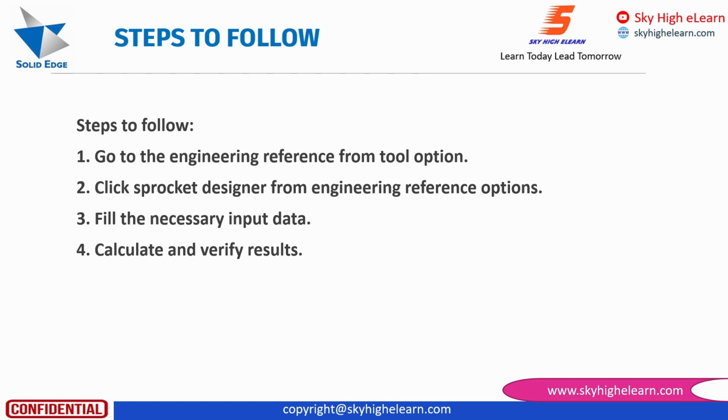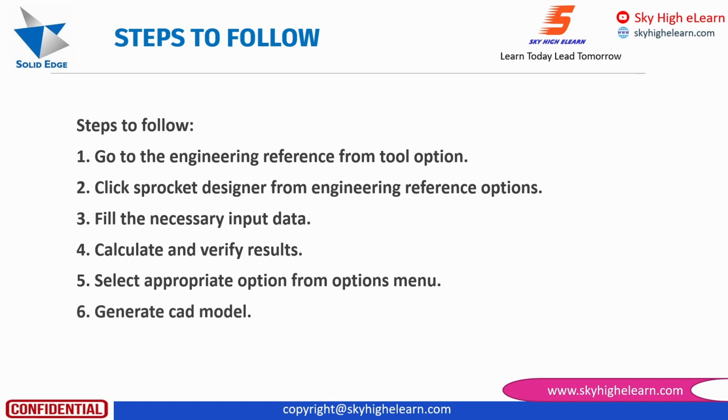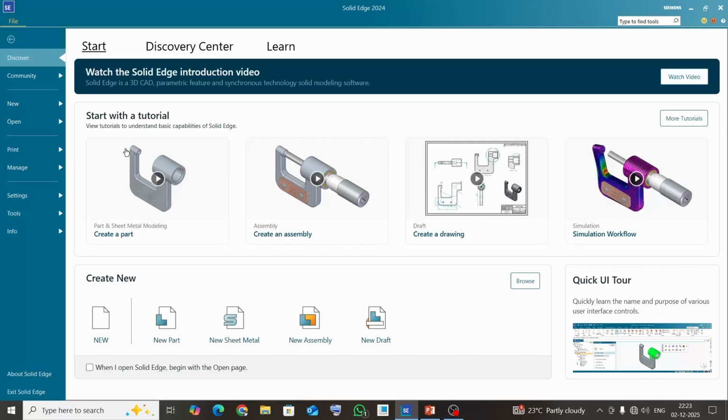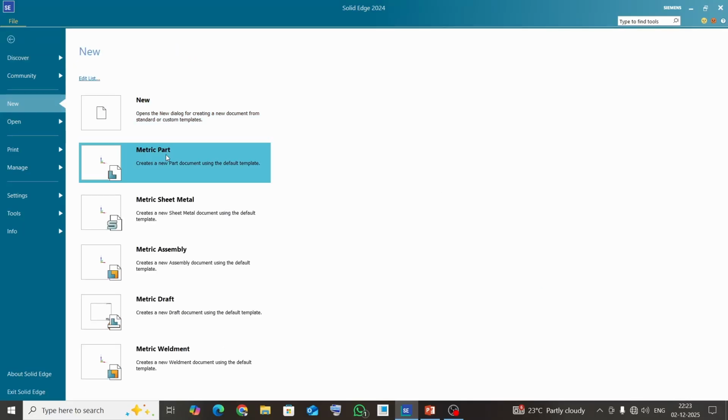Here we have an option in Solid Edge to verify the input parameters so that the appropriate CAD model will be generated. Then select appropriate options from the options menu. If all the calculation results are okay as per our requirement, then we will go to generate the CAD model. So let's get started with Solid Edge, new metric part.